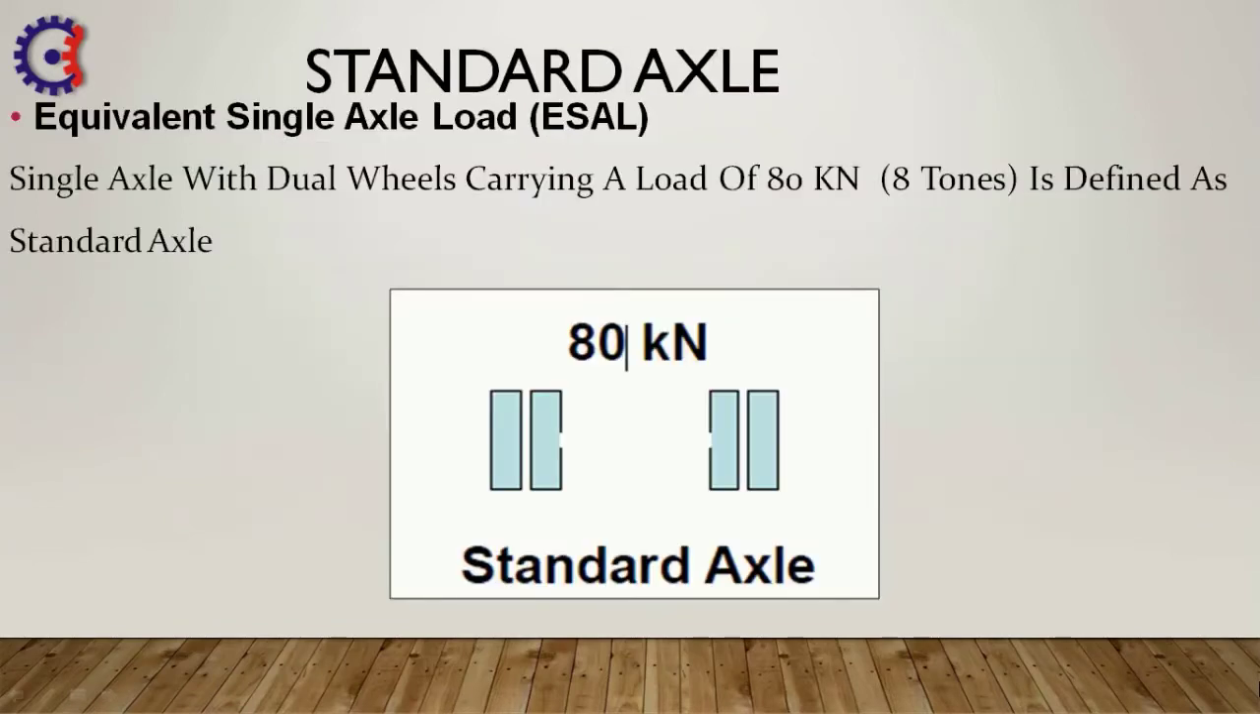So this is the single axle with dual wheel carrying a load of 80 kilonewton, 8 ton, defined as the standard axle. So now we are going to discuss one numerical which is based on the equivalent single axle load. So let's go. So we conclude here our today's numerical which is based on equivalent single wheel load assembly. Thank you.